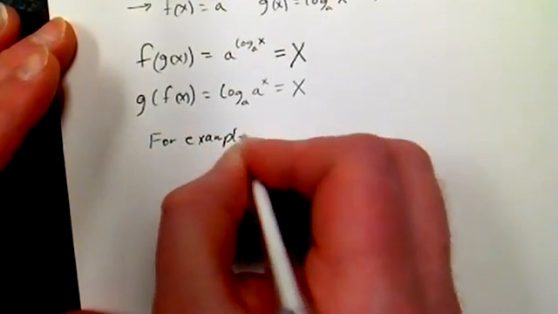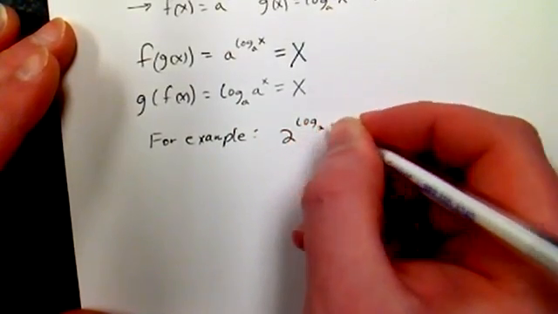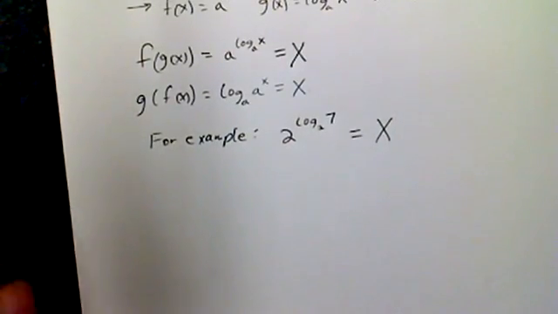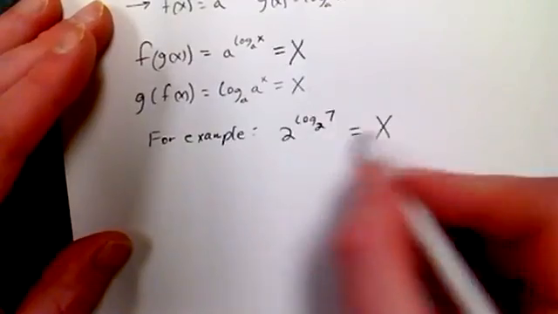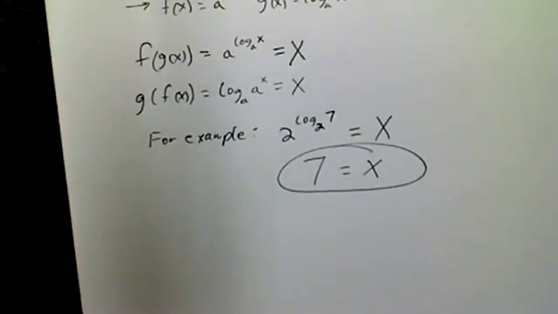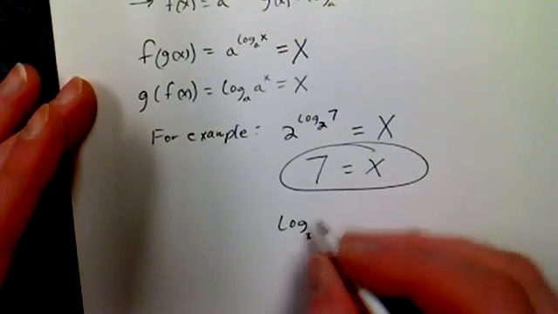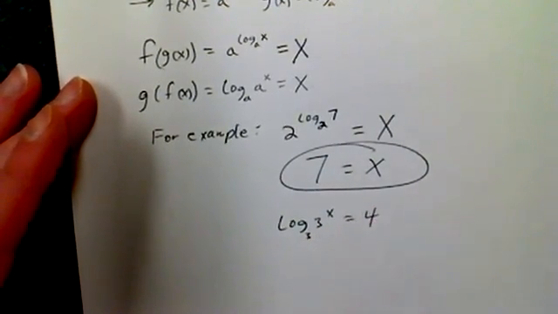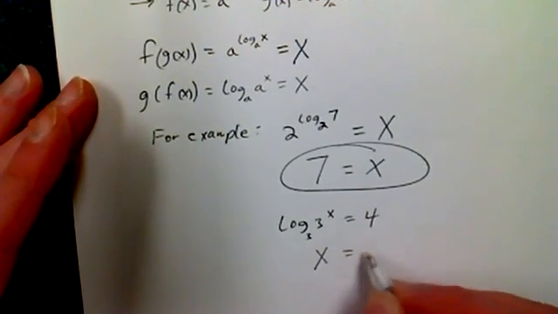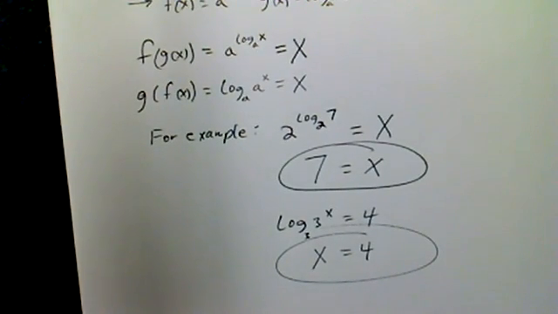So for example, if I have something like 2 to the log base 2 of 7 equals x, here's a very simple equation, then I can say, well, this right here has to be 7. Hence, 7 is equal to x. Or if I have something like log base 3 of 3 to the x equals 4, well, I know this right here just simplifies to x, and that has to be equal to 4. Okay, so I just want to mention that just in case I forget.